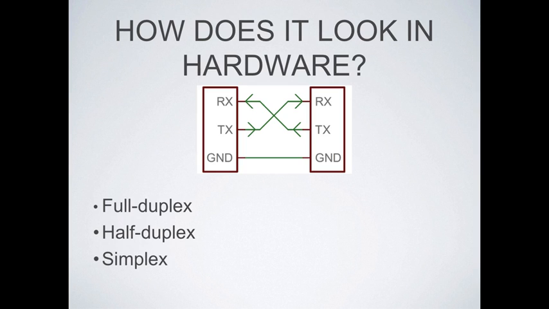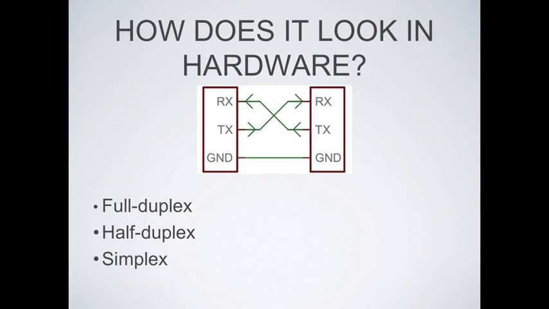So serial data can be transferred in one of three ways. There's full duplex, where the two devices can send and receive at the same time. Or you have half duplex, where only one device can send data over a particular bus at a time. So device A would have to send data and then release it, and then device B will send it back, and vice versa.